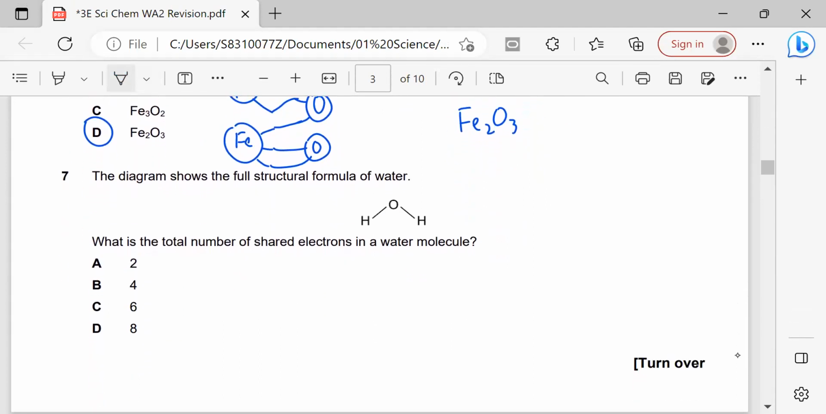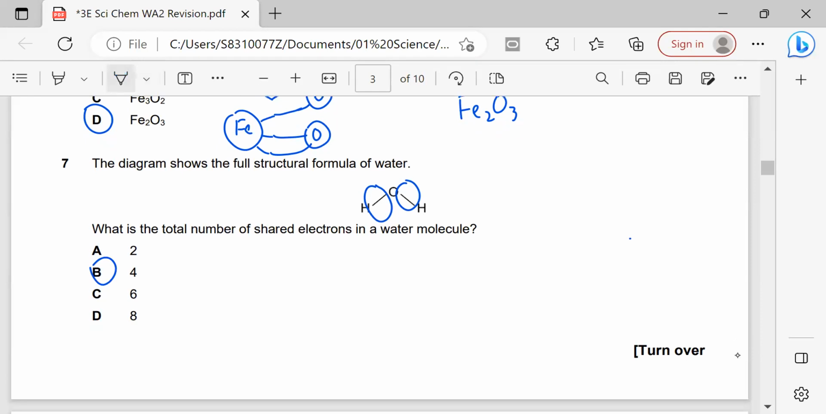Now, number 7. Number 7 shows the full structural formula of water, asking for the number of shared electrons in a water molecule. Remember that always look at how many bonds are shown. Each single bond that is shown represents a total of 2 electrons. So if there are 2 single bonds here, the total number of shared electrons will be altogether 4 because there are 2 bonds. So remember, 1 bond means 2 electrons, 2 bonds means 4 electrons.